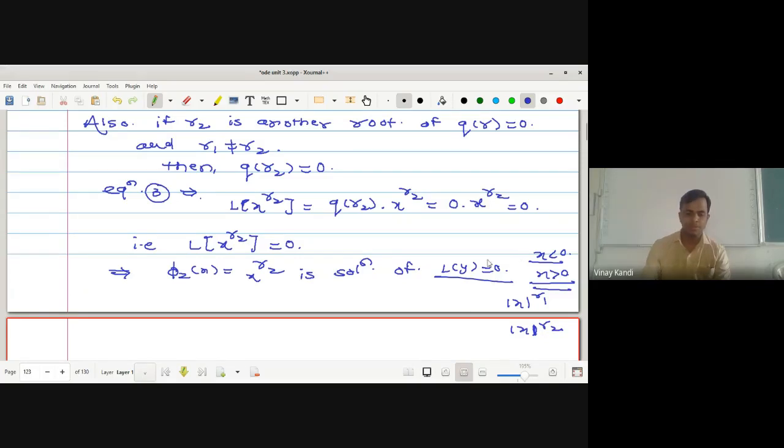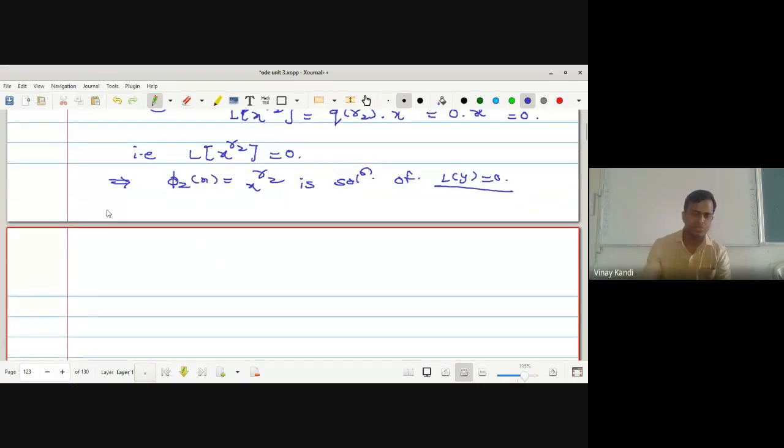Okay, now b part. In case 1 part b, the roots are distinct roots. So this is true for x greater than 0. In part b, case 1 part b, for x less than 0, that is minus x greater than 0.